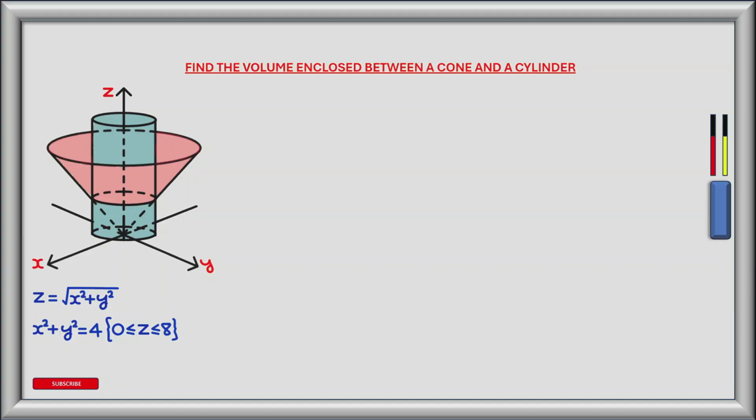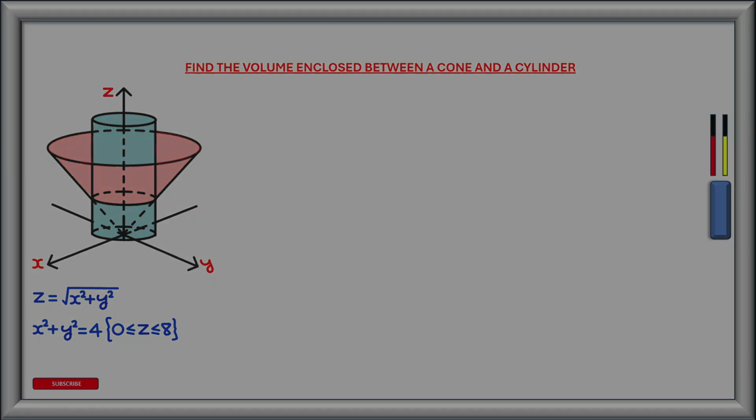The cylinder is defined by the Cartesian equation x squared plus y squared is equal to 4 and is bounded by the xy plane where z equals 0 and the plane where z equals 8. Let's take a look at the structure in 3D form using a graphing tool.